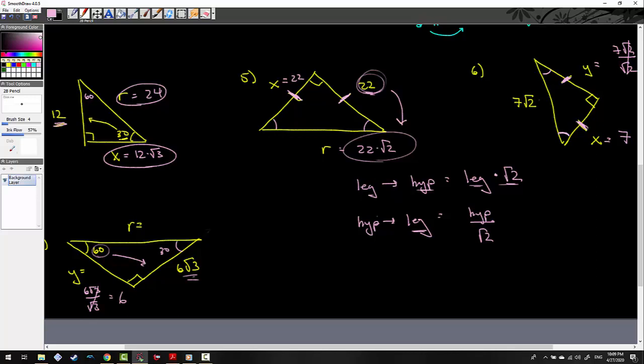Once I have the small side, getting the large side is easy. It's just double the small side, so that's going to become 12. Hope that makes sense. I'll be back in a few more examples.